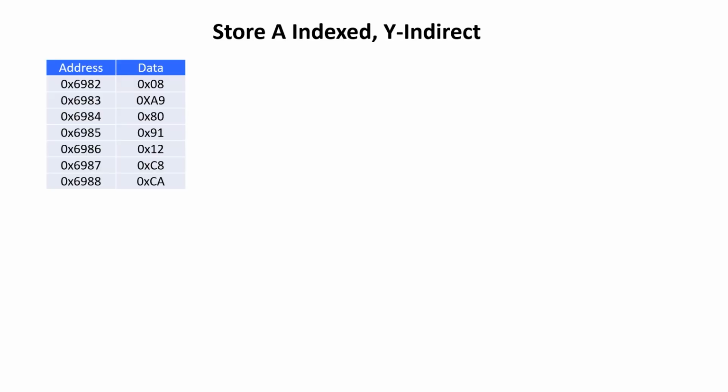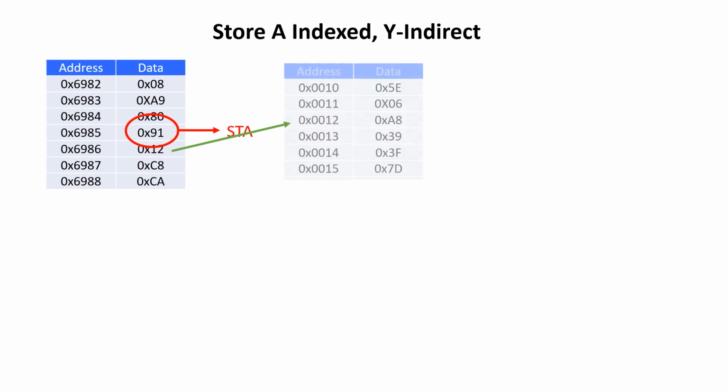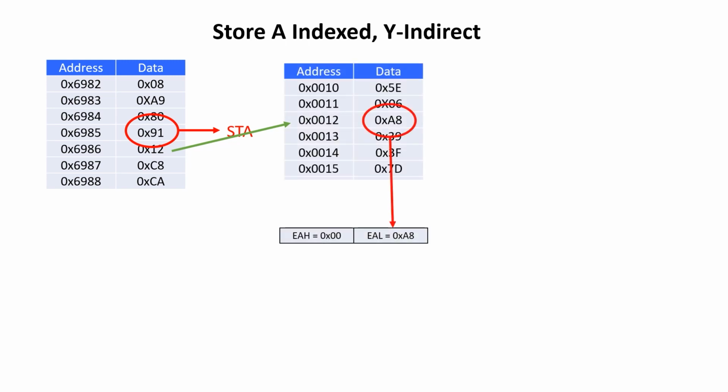Let's walk through an example. Here, the address 6985 contains the opcode 91, which is STA using the indexed Y-Indirect mode. Here, the zero page address is 12, so we look up 12, and we store the contents, which is A8, in our EAL register. We then go to the next address, which is 13, and store that in our EAH register. So now we have a 16-bit address stored in our EAL and EAH register.